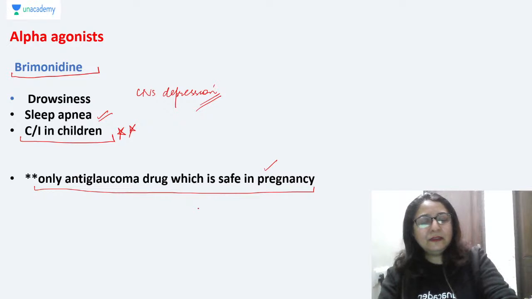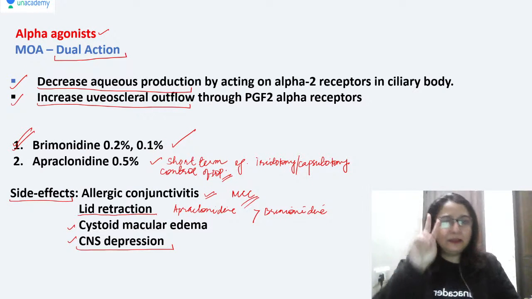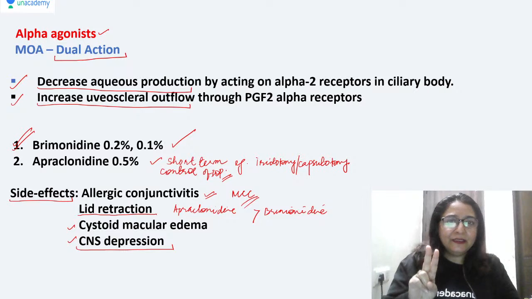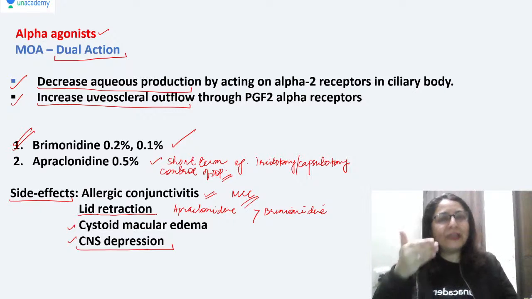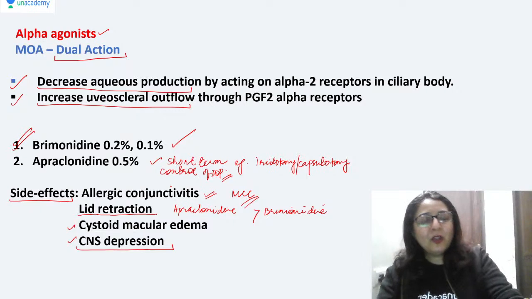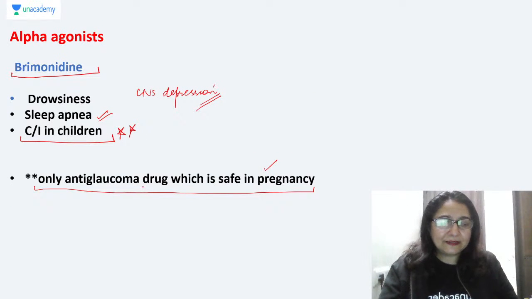Okay, so these are the important points about brimonidine or alpha agonist. Double action: decrease the aqueous production, increase the uveoscleral outflow. Okay, most common side effect is allergic blepharoconjunctivitis. Most serious side effect is central nervous system depression causing sleep apnea in children, hence contraindicated in children.